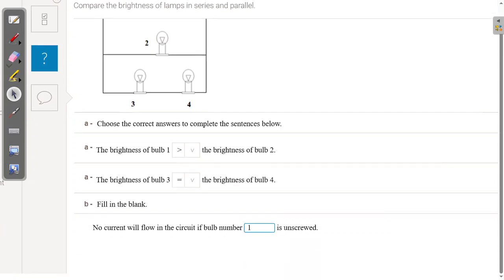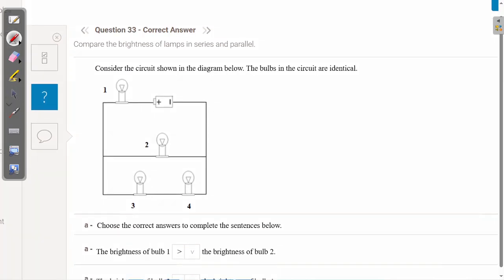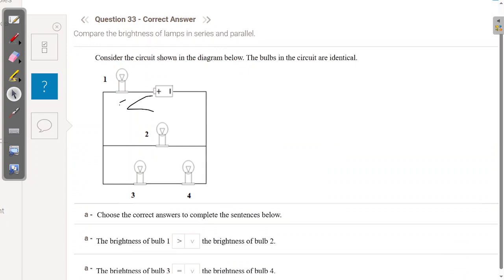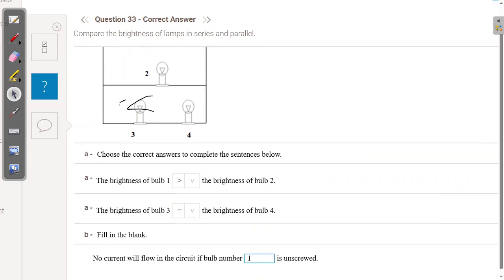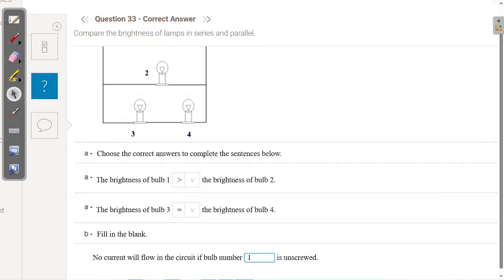They want the brightness of the bulbs. Okay. This light bulb is in series. It will have greater current than the ones in parallel. So it will be greater than that of 2, because the current gets divided up. Okay, and 3 and 4 are equal because they're in series with each other.